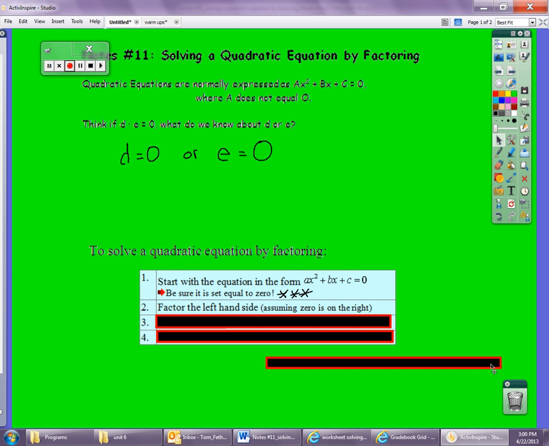Step 2 is we factor the left-hand side, assuming that 0 is on the right. So we factor the left. We factor our quadratic trinomial, or just the quadratic expression.